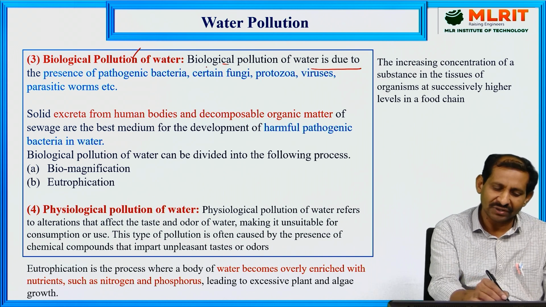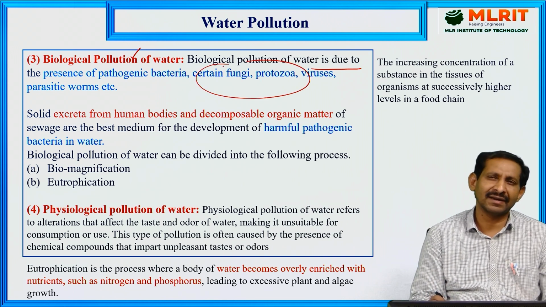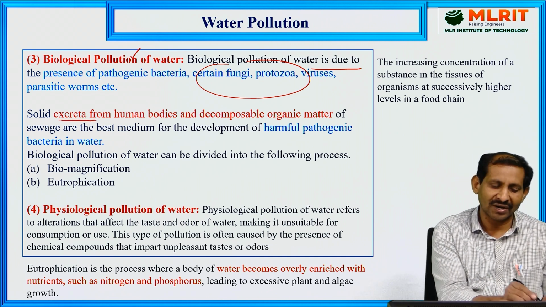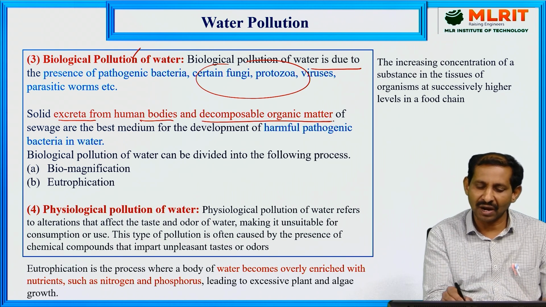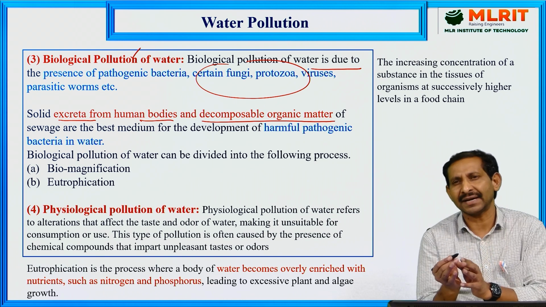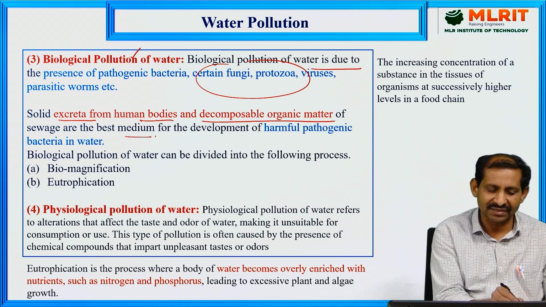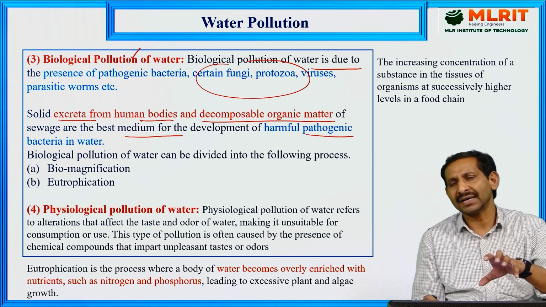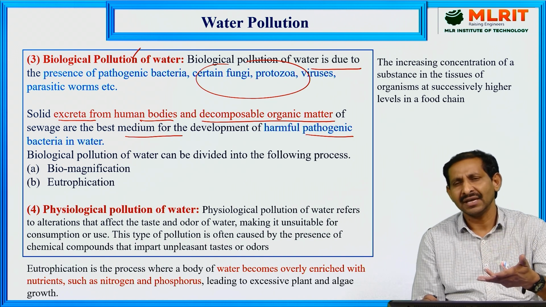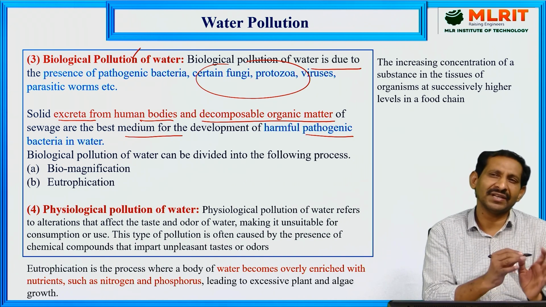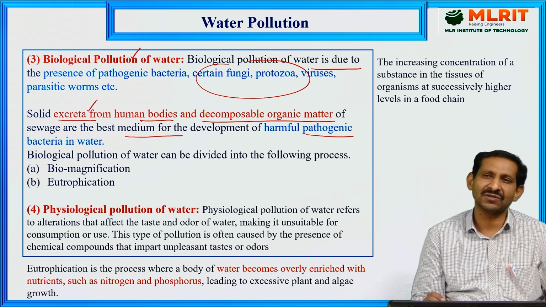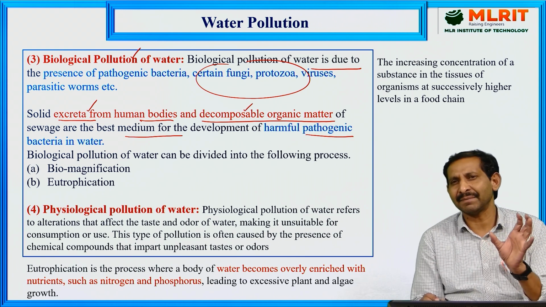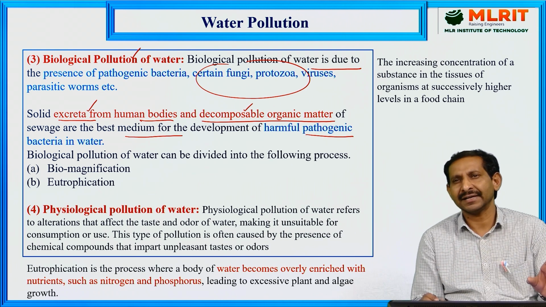How do these microorganisms, protozoa and bacteria grow? The major medium involved is human solid excreta and decomposable organic matter. Water containing organic matter will be decomposed, so sewage water is the best medium for the development of harmful pathogenic bacteria. Water containing microorganisms, bacteria or protozoa needs a medium to grow. That medium comes when the water is polluted by excreta, solid wastes from human beings, or decomposable organic matter present in the water, which works as the major medium for the growth of these biological microorganisms.